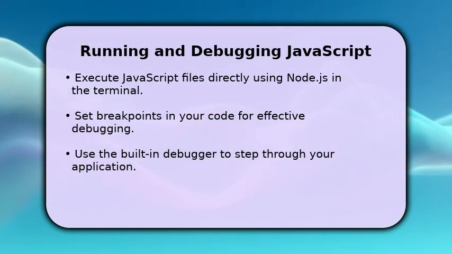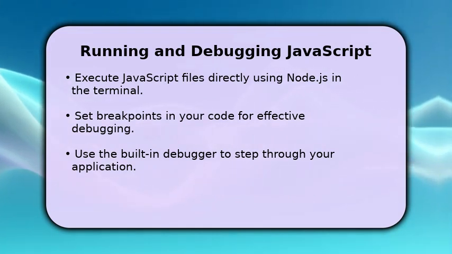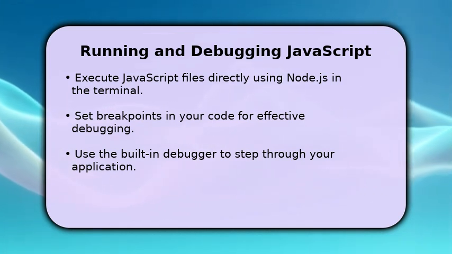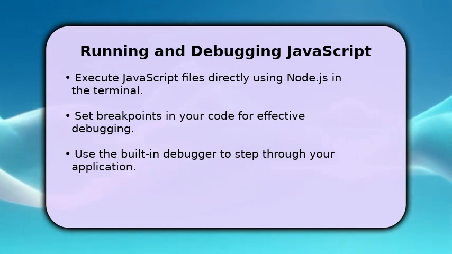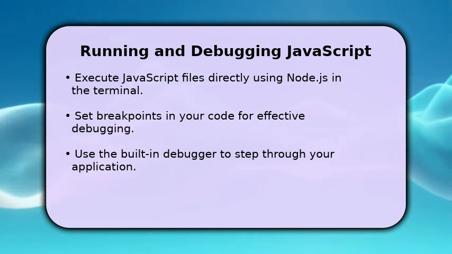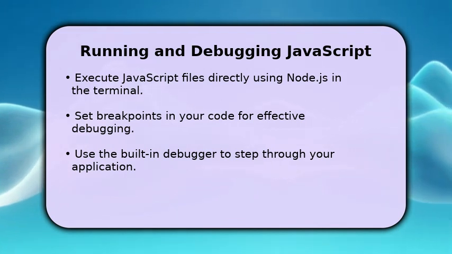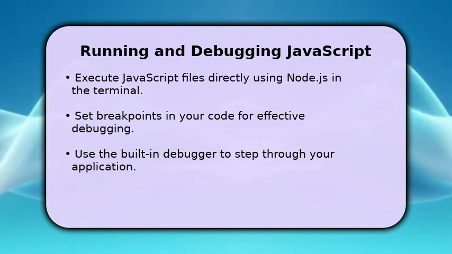Finally, let's explore how to run and debug your JavaScript code. You can execute your JavaScript files directly using Node.js from the integrated terminal within Visual Studio Code. For debugging, simply set breakpoints in your code by clicking in the gutter next to the line numbers. Then, use the built-in debugger to step through your application, inspect variables, and understand code flow. This powerful feature is essential for troubleshooting and developing robust applications.